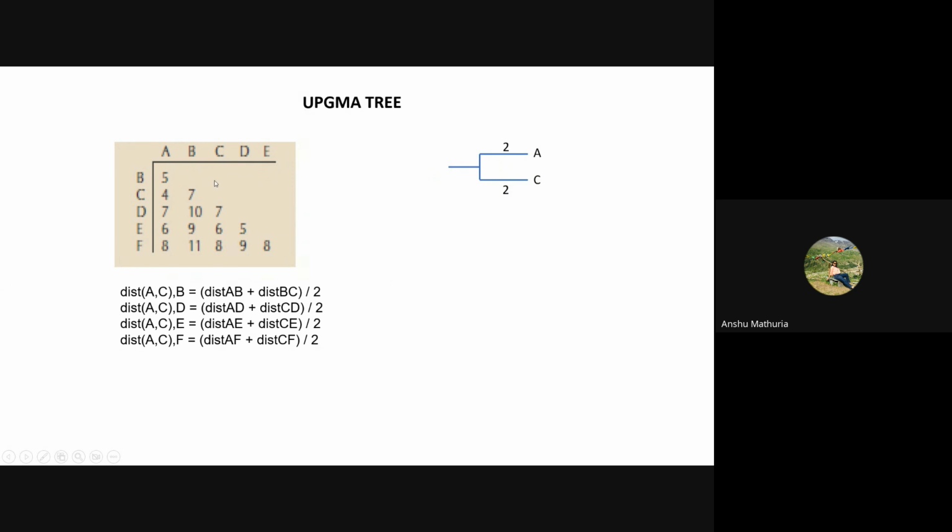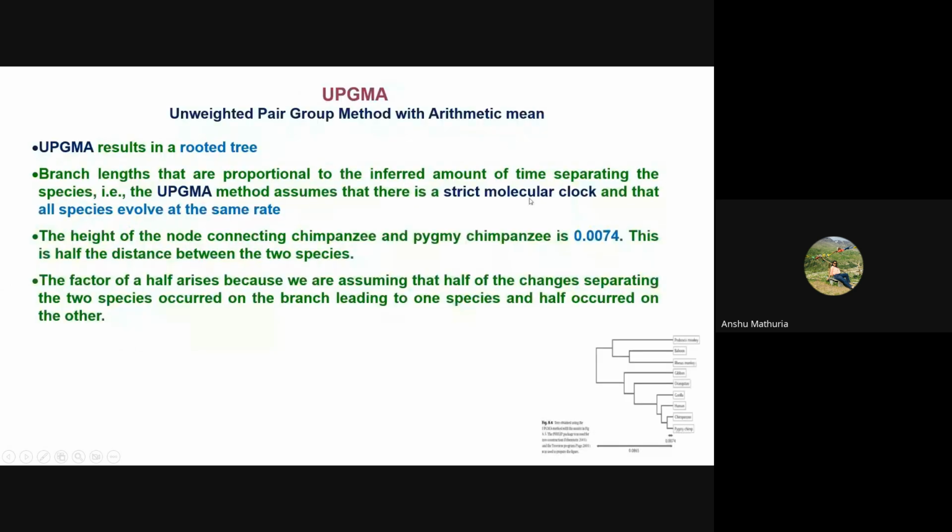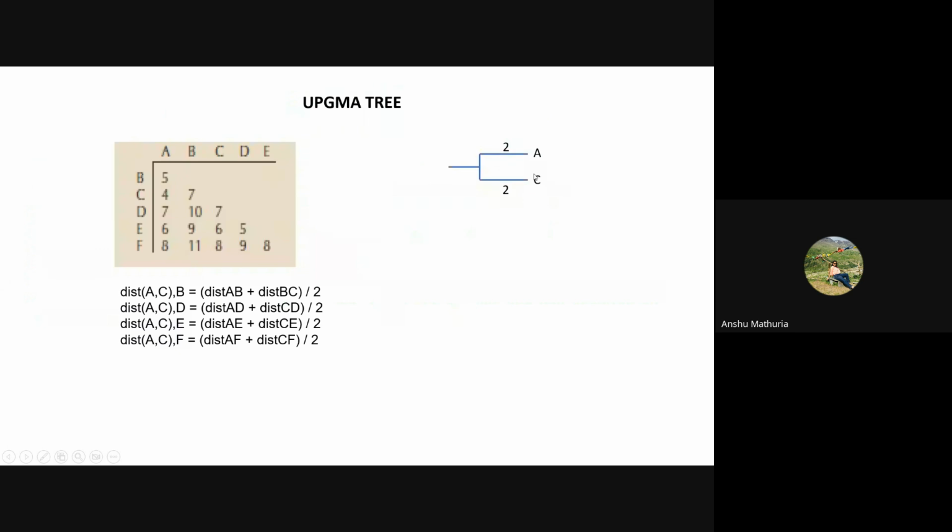So 4 will be divided by 2, because here we are considering a molecular clock, you understood that every species is getting evolved at the same rate. So we divide 4 by 2, that is giving both of them equal rate of evolution, that is the branch length is equal. So we construct one part of the phylogenetic tree. Did you understand how A came with C? Yes, ma'am. Okay, so the branch length for both of them is 2.